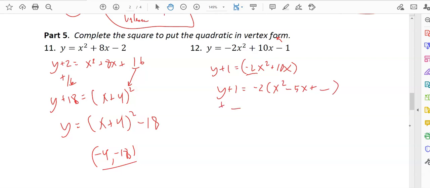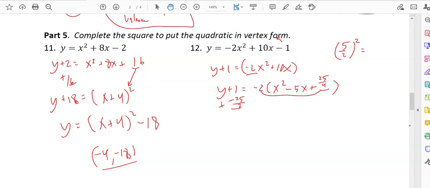So, oh wow, this is not fun. So half of 5 squared, so that'd be 5 halves squared. I know it's negative, but it's going to be squared, so it's going to be 25 fourths. So I add 25 fourths, but I really didn't add 25 fourths. What did I effectively do? Because it's being multiplied by negative 2, I really subtracted 25 halves. So I'm going to add 25 over 2 to that side, kind of even it out.